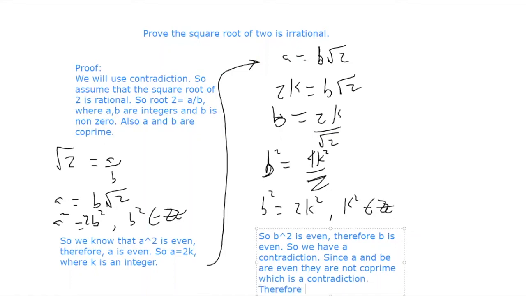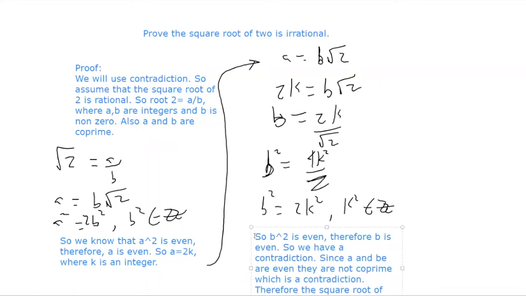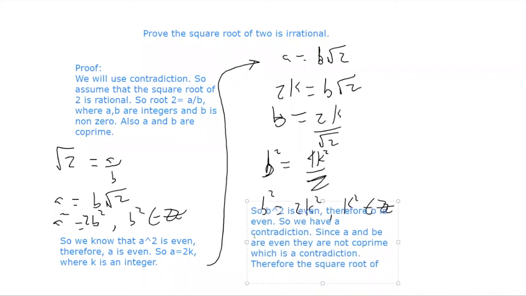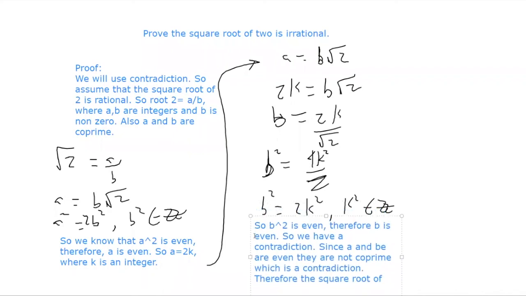Therefore, the square root of 2 is irrational. And that's pretty much all there is to it.